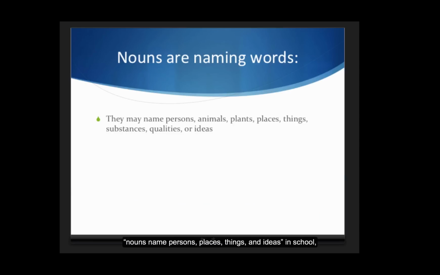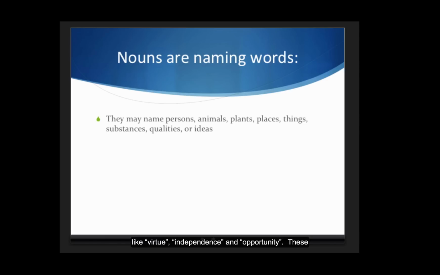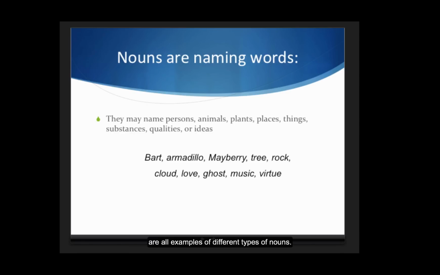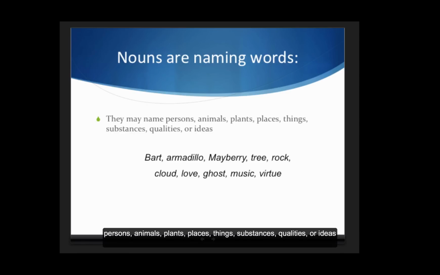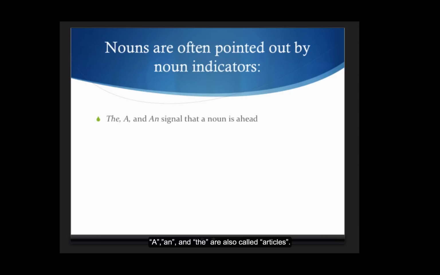You probably learned nouns name persons, places, things, and ideas in school, but what does that mean? Ideas refer to many abstract concepts like virtue, independence, and opportunity. These are all examples of different types of nouns. They are persons, animals, plants, places, things, substances, qualities, and ideas. A, an, and the are also called articles.